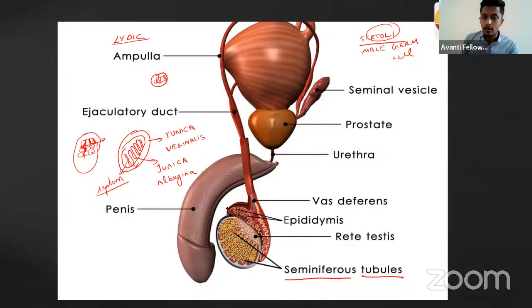On the exterior, on the posterior surface of the testis, you have something called the epididymis. Here, the epididymis is highly convoluted. Maturation of the sperms happens in the epididymis. From the epididymis, the sperms are transferred to the vas deferens. The rete testis, epididymis, and vas deferens all make up the accessory ducts of the male reproductive system.